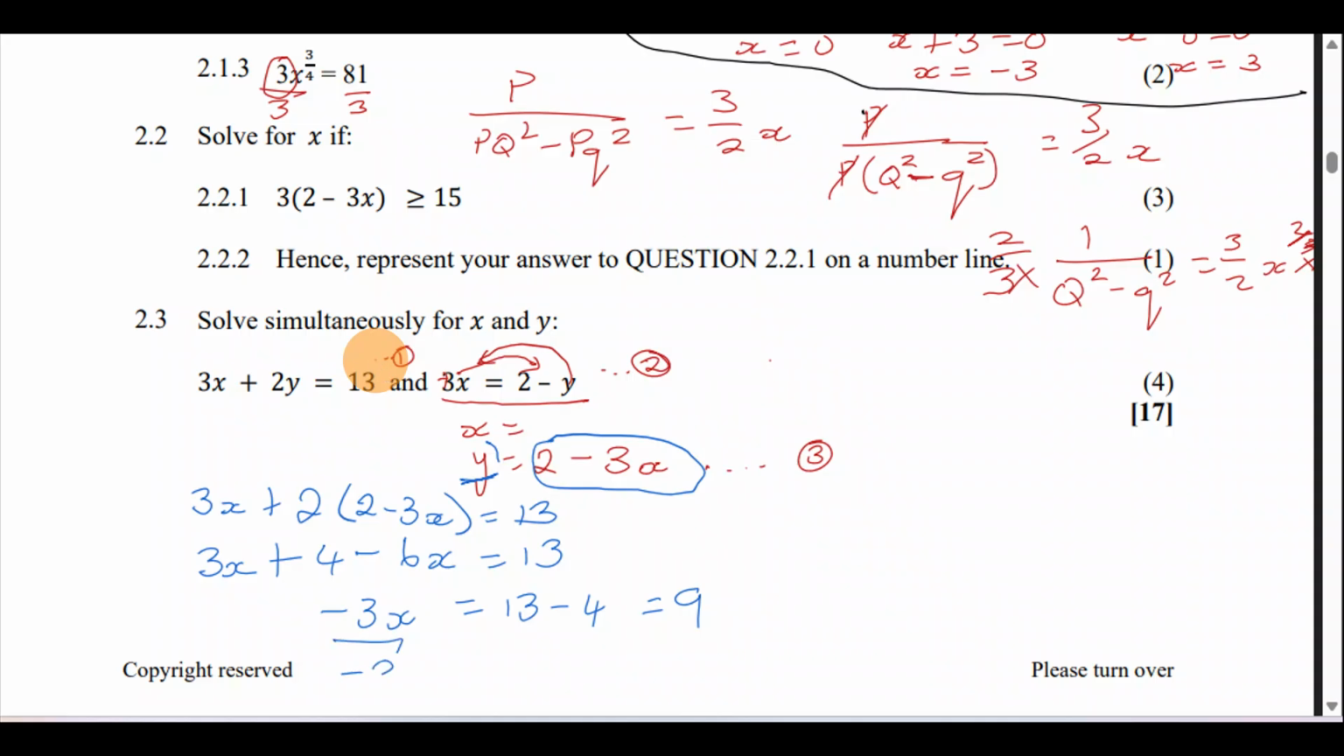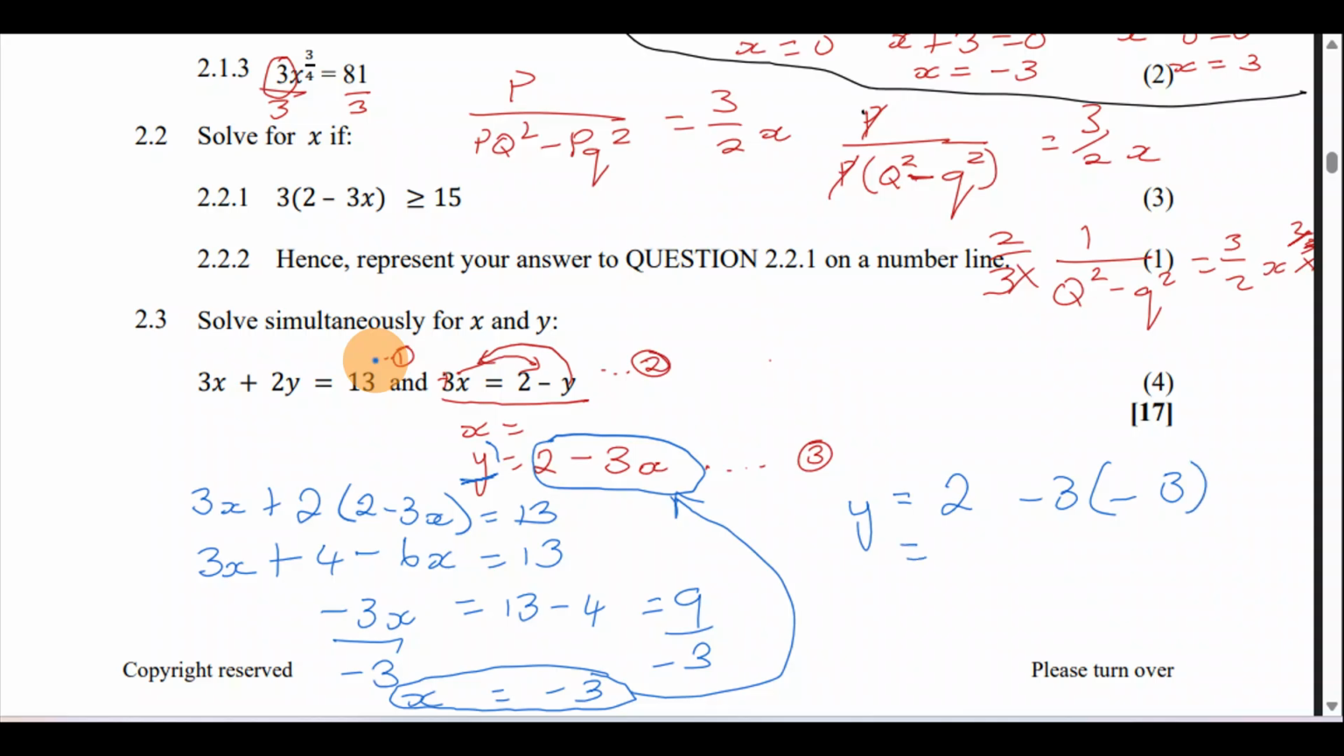Now I want to get rid of minus 3, so I divide by minus 3 on both sides, and my x is minus 3. So now I have the answer for x. I now take this x and put it in equation 3, because equation 3 says y is equal to, and I want y. So I say y is equal to 2 minus 3 times minus 3, in place of x. I put in what I got as my answer, and I now have 2 plus 9, which will be 11. So now I have x is equal to minus 3 and y is equal to 11. And those will be your answers for your simultaneous equations.